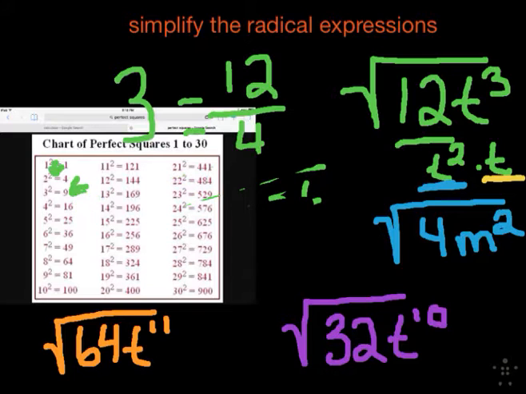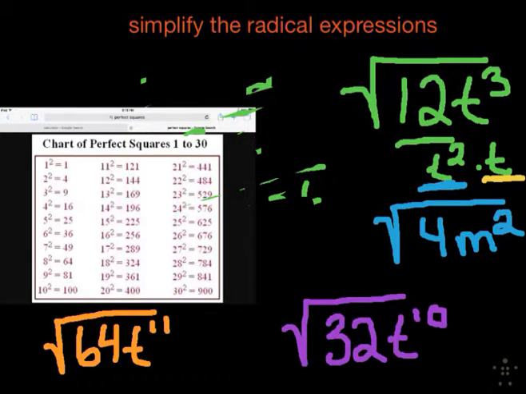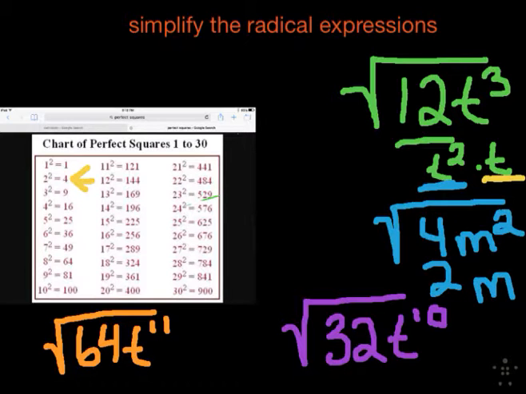Alright, let's go ahead and try the blue problem together. In the blue problem, we see that we have 4m squared, so we're going to take the square root of that. We already know that 4 is a perfect square. If we look at our perfect square sheet, it's right here. So we know that that is going to be 2. And we know that m squared is also a perfect square. We will just take half of that, so it would just be 2m.